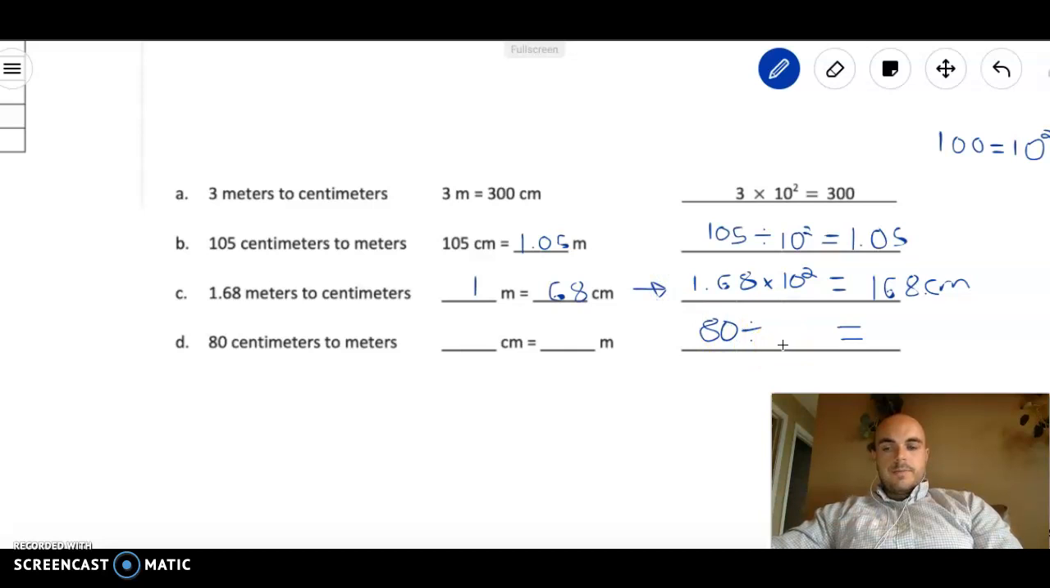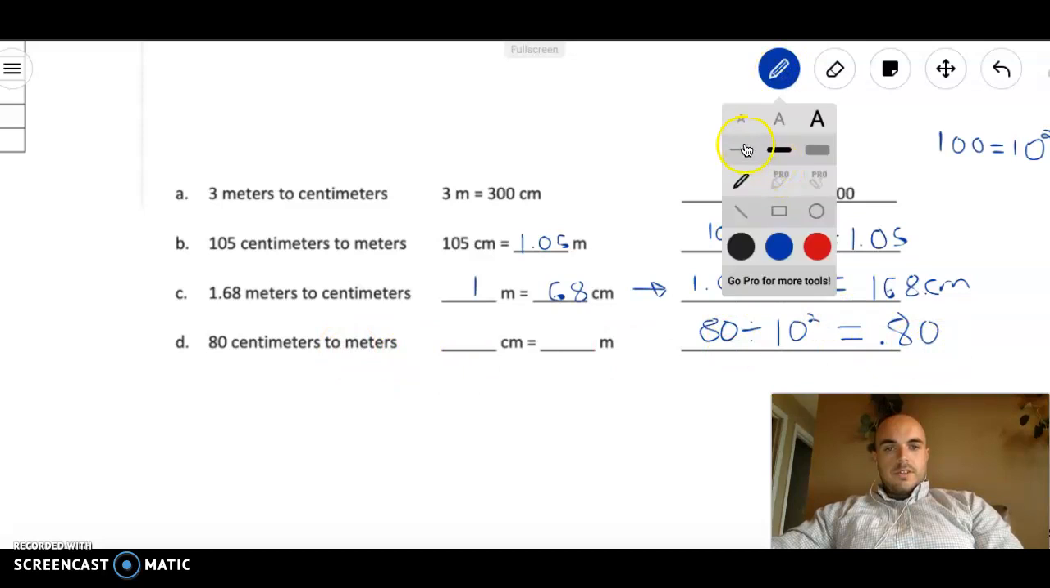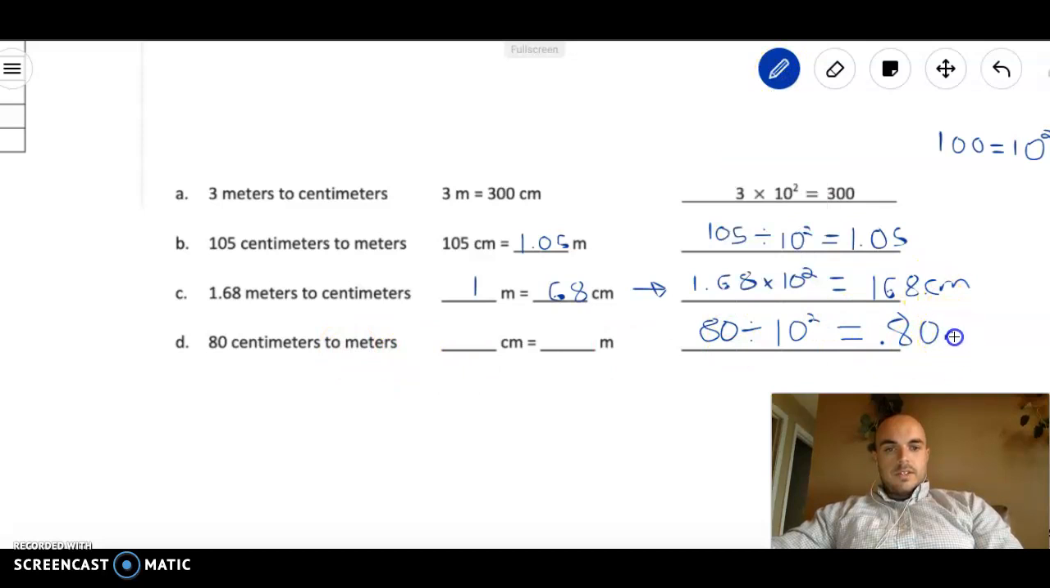divided by, in this case, 10 to the second power, because we're moving at 100, and 10 to the second power is equivalent to 100, like we said here. And I'm going to rewrite this number. I'm dividing it and moving over 2 place values. So 1, 2. So my decimal goes right there on the left of the 8. My unit is meters. So I'll write that here next to it. And my answer is 0.8 meters.